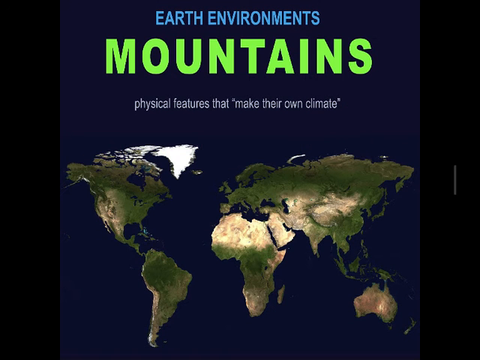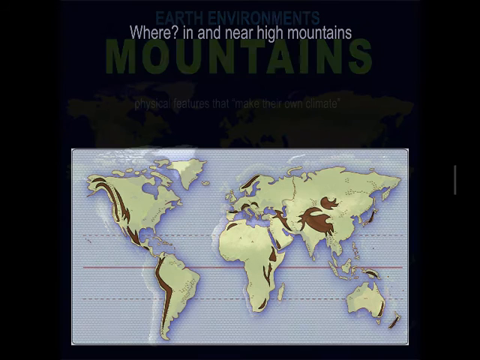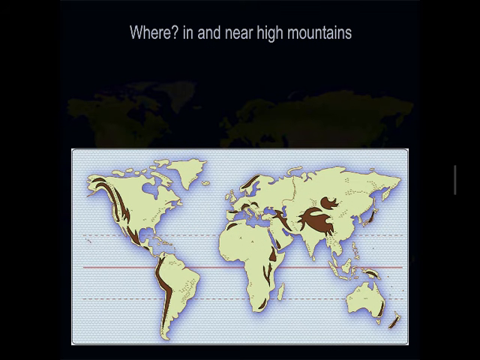Mountains, physical features that make their own climate. Where is this happening? In and near high mountains. Some of these regions are highlighted in brown on this map. What is happening? Mountains make their own climate.